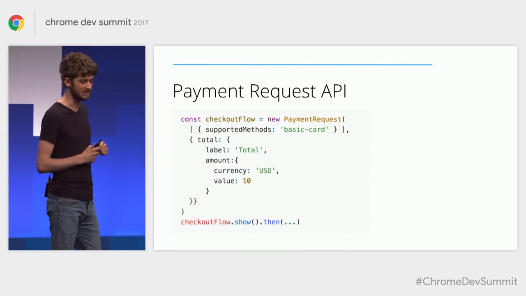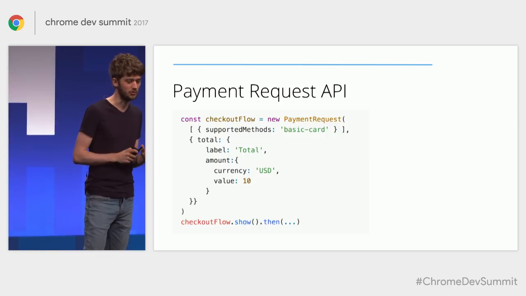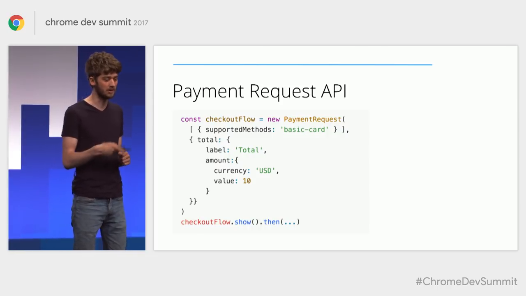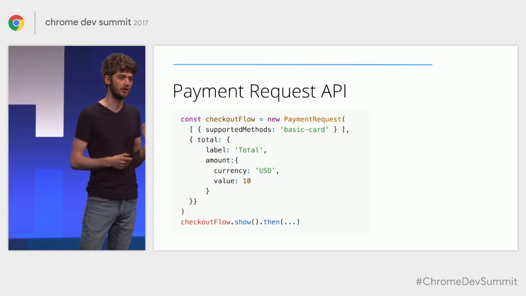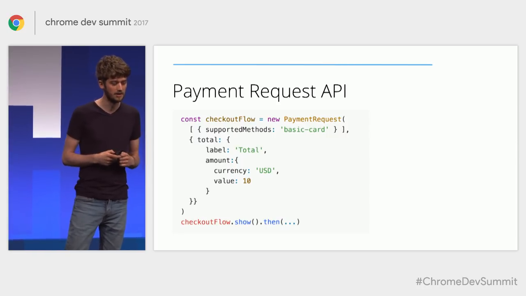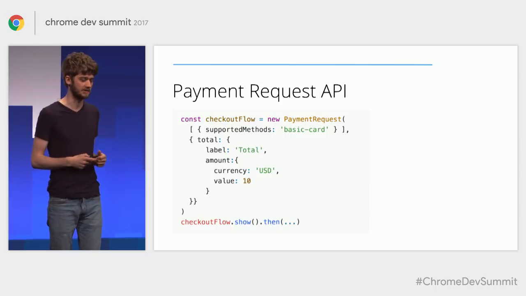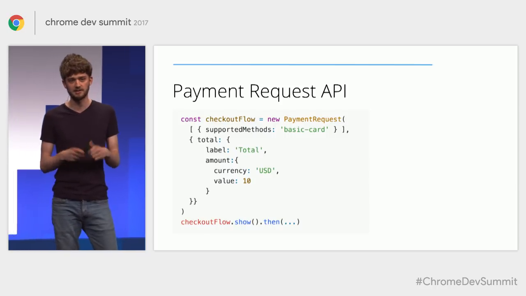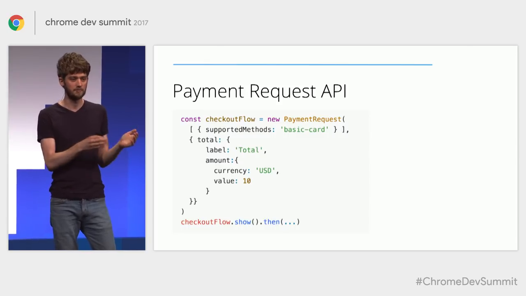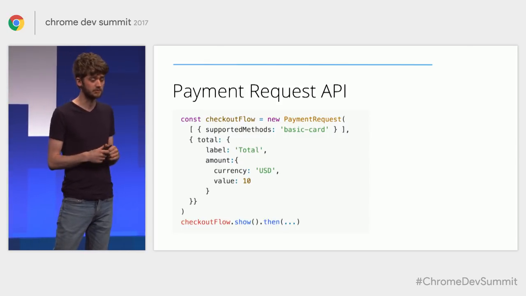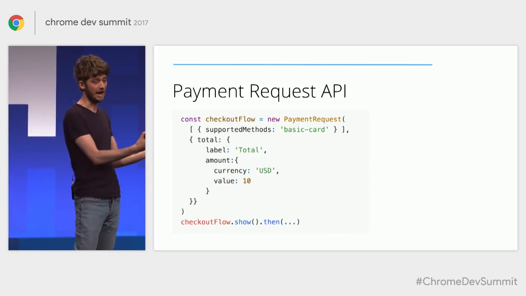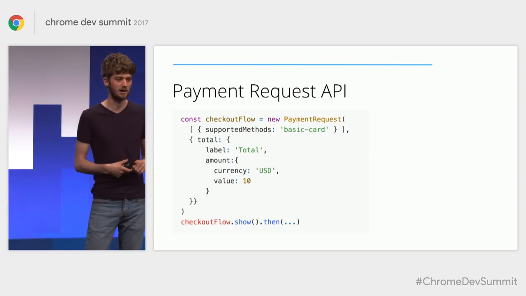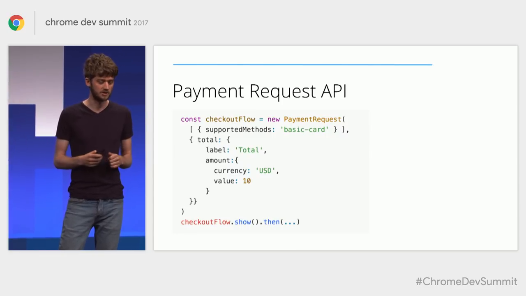Now, using the Payment Request API is really easy. You instantiate a new Payment Request object. You tell it what methods of payment you support. Here, we're just saying basic card, which is used for credit cards, debit cards, et cetera. And you tell it how much money you want in what currency. And then eventually, you're going to call show on that object that you've created. And you get the user's information back in response. This doesn't actually carry out the payment. It just gives you all of those details. It gives you the shipping address. It gives you the credit card information that you can then go and use to process the payment.